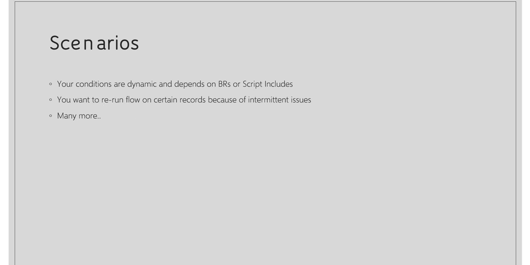Second, maybe your flow failed on a few records because there was some intermittent issue in your service, like your MID servers were down, or maybe the third party tool was down. In this situation you would want to rerun the flow on all the records, because you cannot ask each and every user to raise the request again, for example if those were catalog requests. So in this situation you would write a script to call the flow, maybe from a fix script. And there might be many more situations.